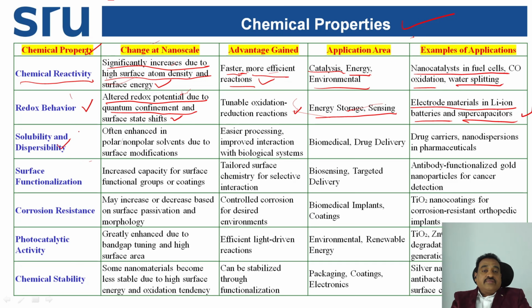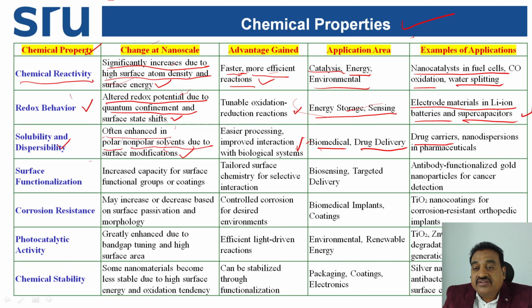Electrode materials in lithium ion batteries and supercapacitors. So next one you see here, solubility and dispersibility. What is the nanoscale change? Often enhanced in polar or non-polar solvents due to the surface modifications. Advantage: it is easier processing, improved interaction with biological systems. So it is used in biomedical drug delivery systems. What are the examples? Drug carriers, nano dispersions in pharmaceuticals.